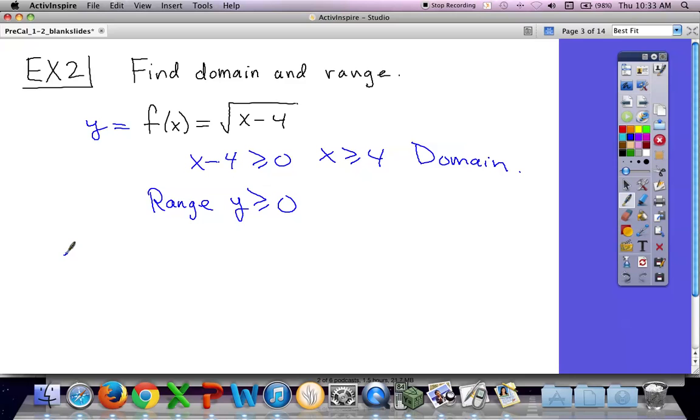Right? It just can't be negative, right? Because we assume that the square root is positive. Or 0. Right? If you plugged in x equals 4, then 4 minus 4 is 0, square root of 0 is 0.